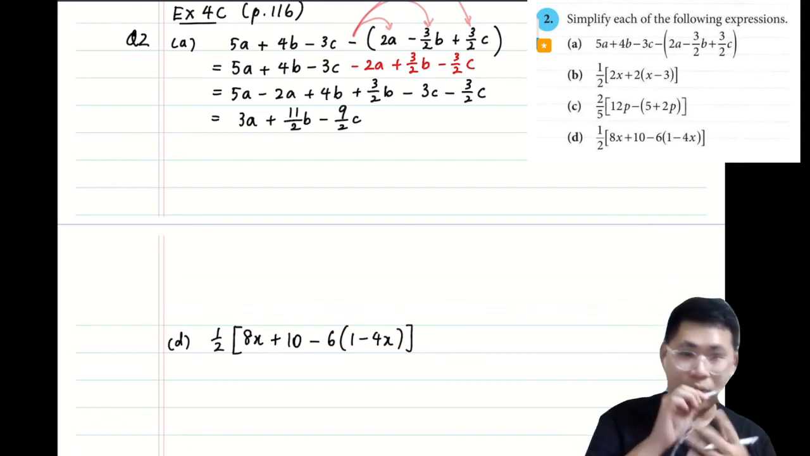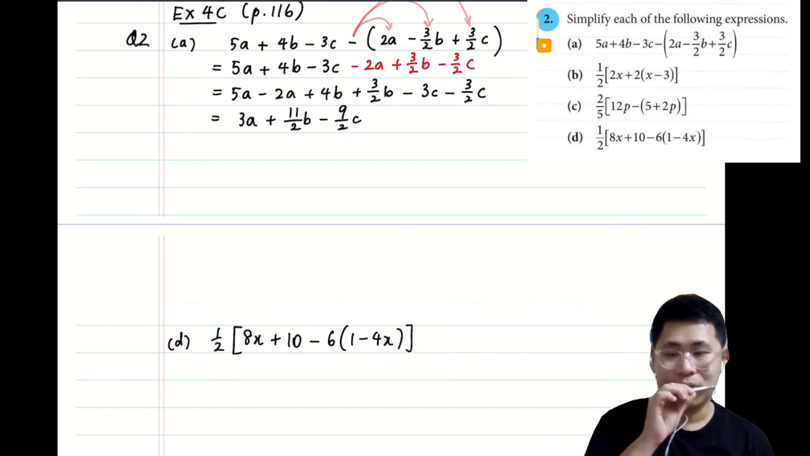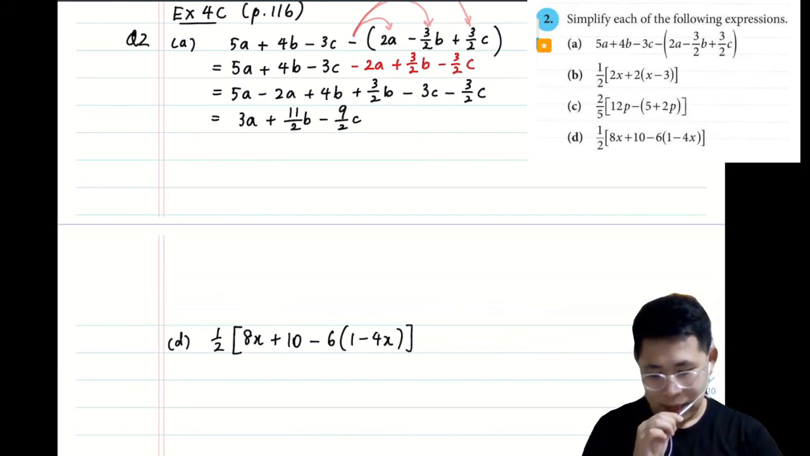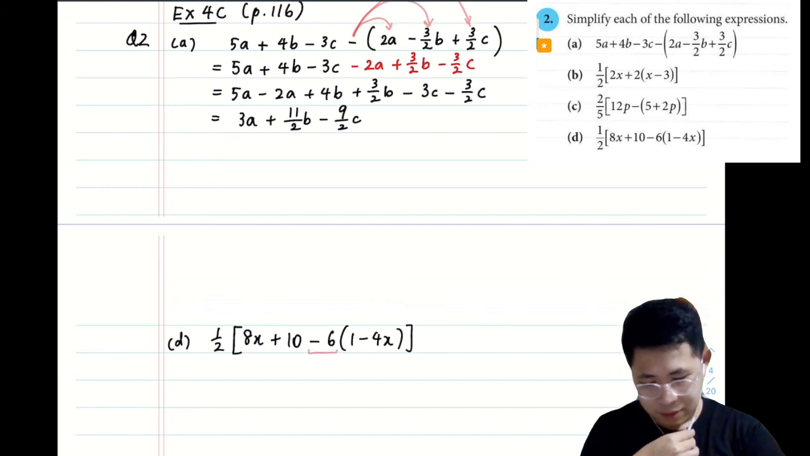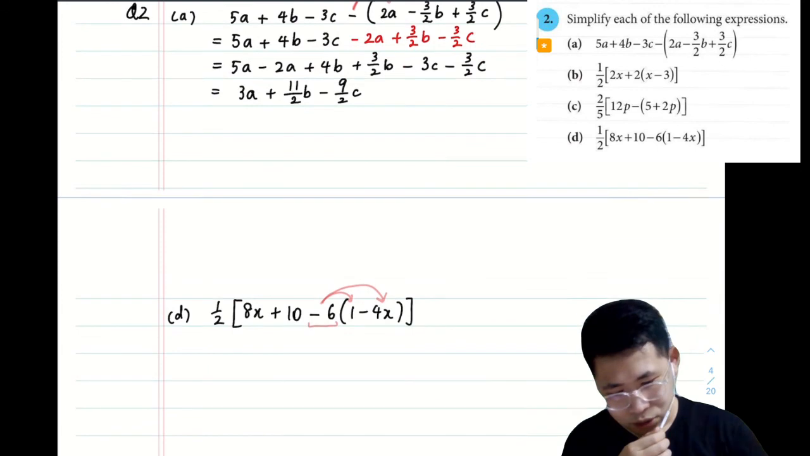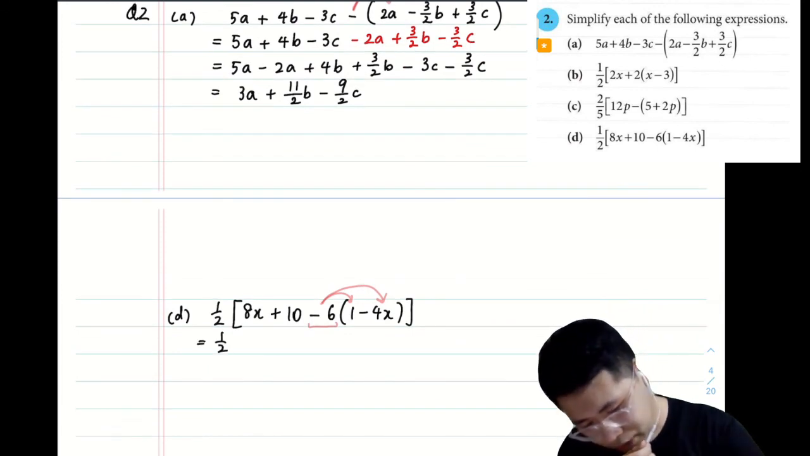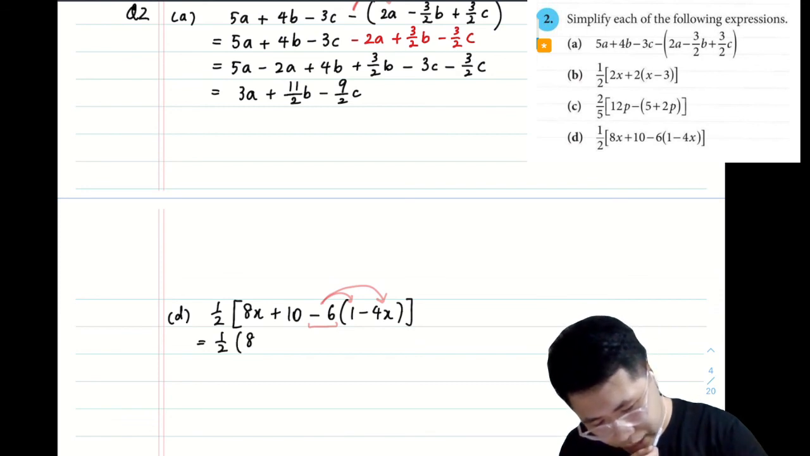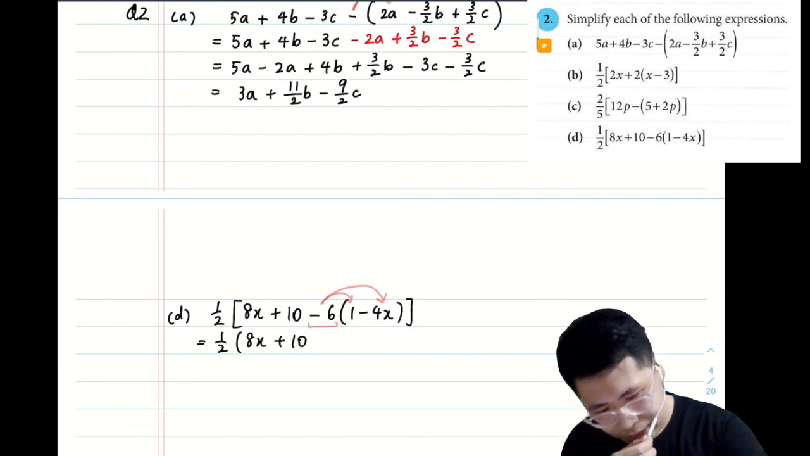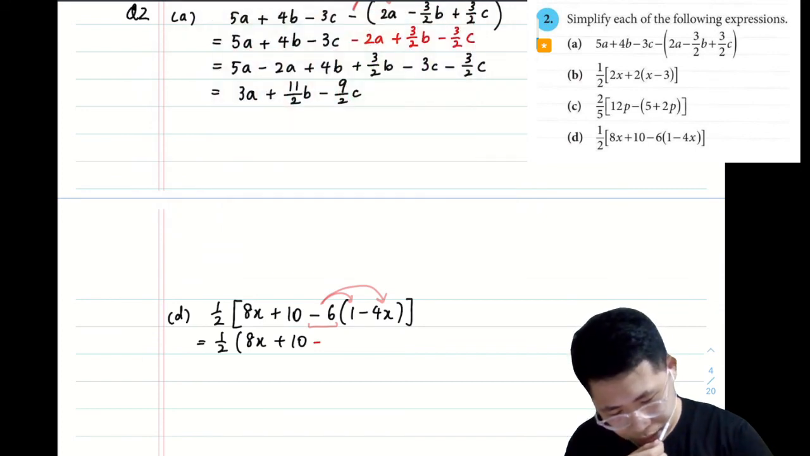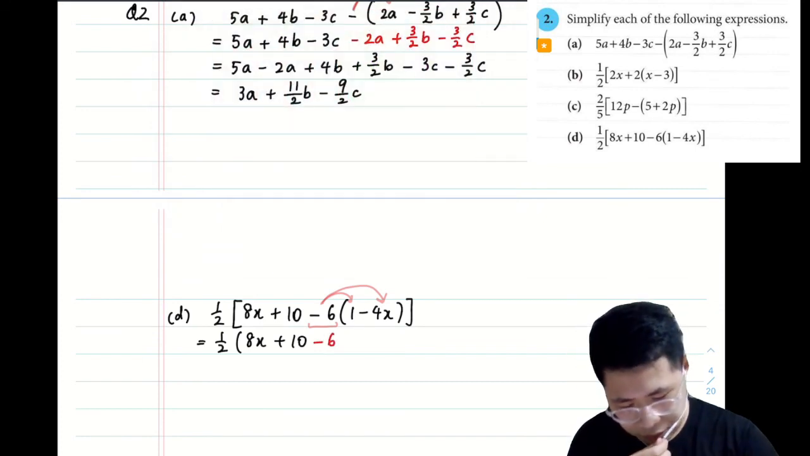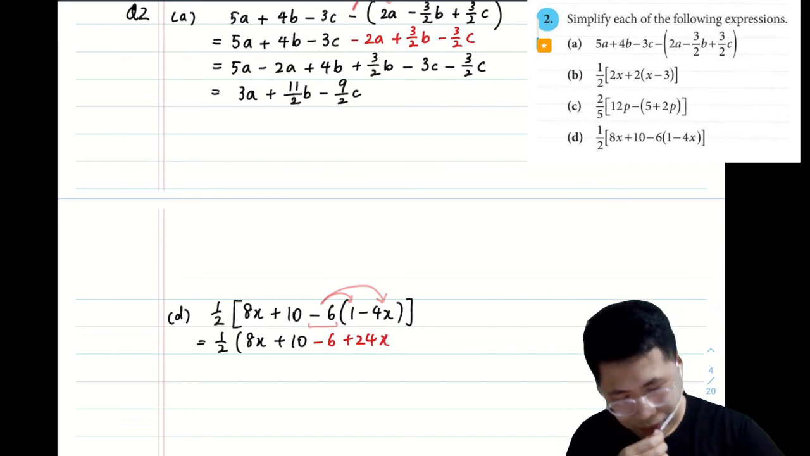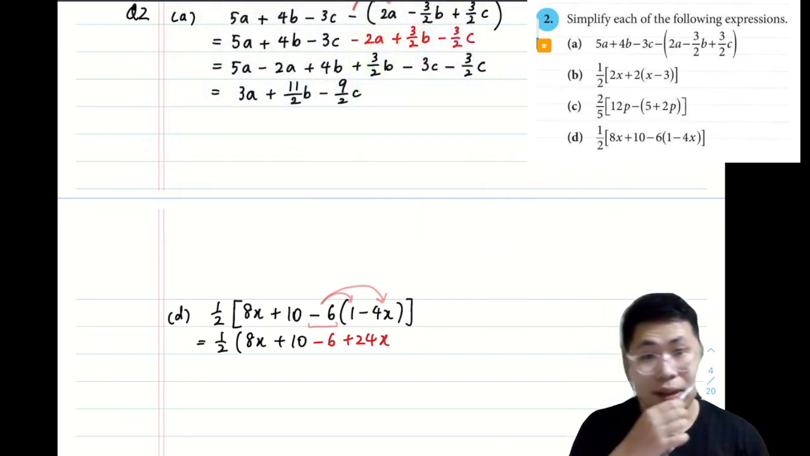So first, this is the expansion question. When we expand, we look at the inner bracket first, and we look at this negative 6 times 1, negative 6 times negative 4x. So let's expand. We've got half times, the rest are the same. I'm just going to change this bracket to round 8x plus 10, minus 6 times 1, negative 6, minus 6 times minus 4x, plus 24x.